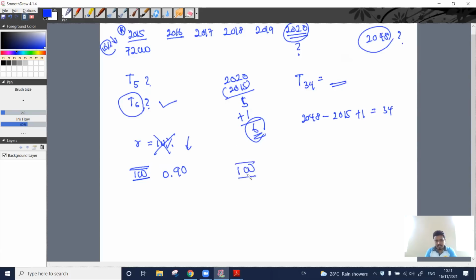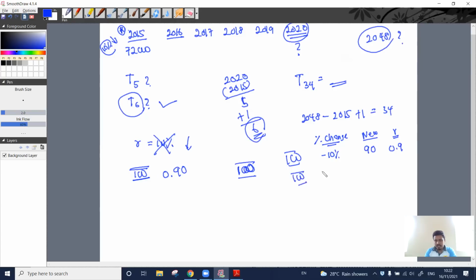Always compare with 100. I will write the percentage change here. If there is a 10% decrease, then what should be the new value? What should be the value after the change? That is 90. Then the common ratio should be what? 0.9.